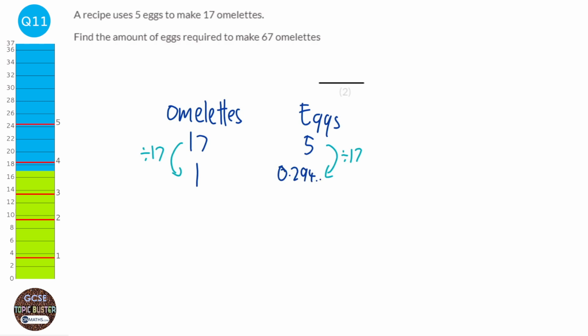Next we want to see how many for 67 omelettes. And to get to 67 from 1 is times 67. So do that to the amount of eggs.